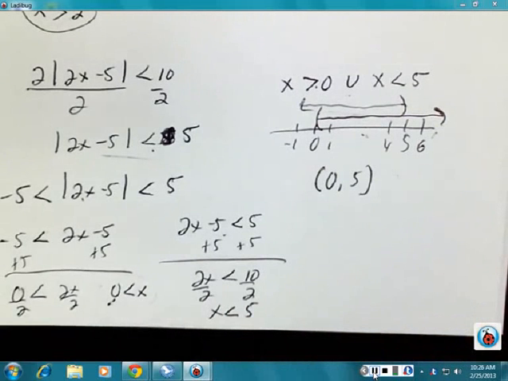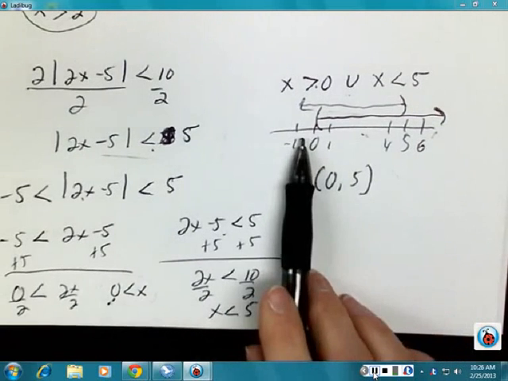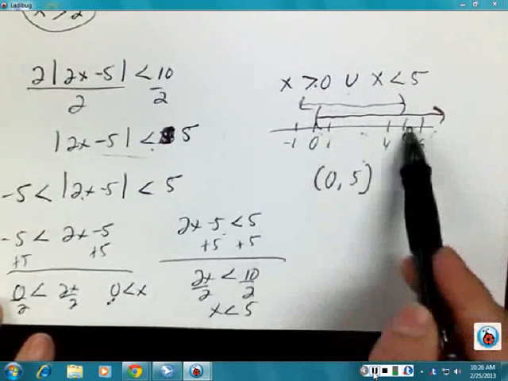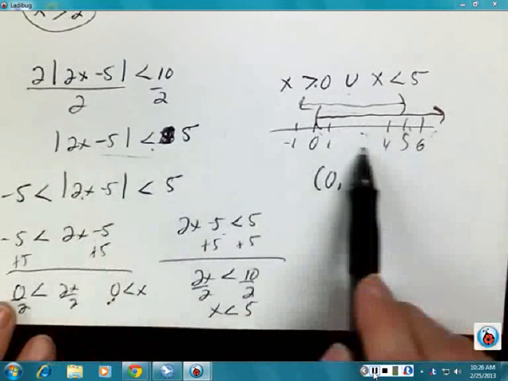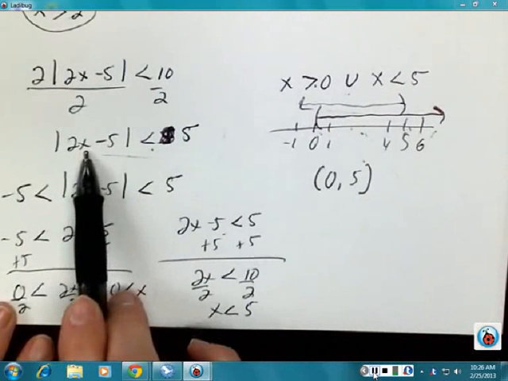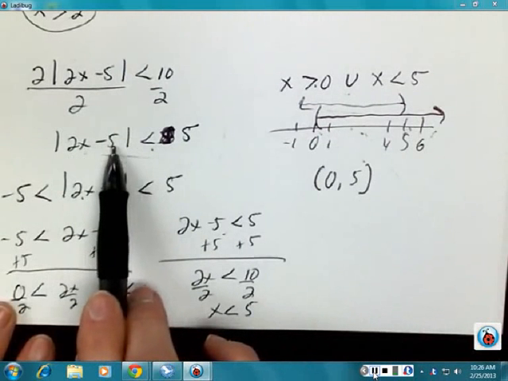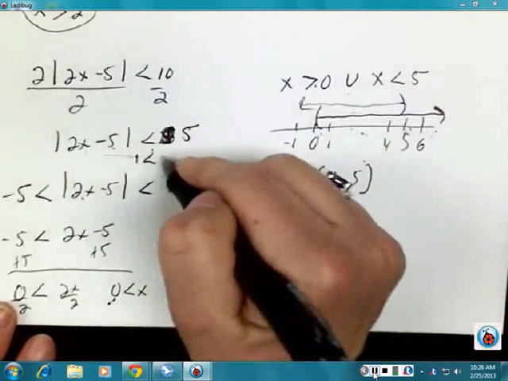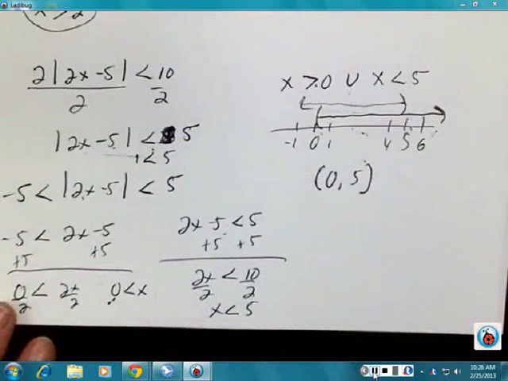I don't know, graphing is a little sketchy. Your graphing's a little sketchy on this piece? Yeah, because I thought you would just stop at 0 and 5. No, because what you're looking at is this whole piece. Whatever I pick in between 0 and 5 will make this a true statement. Because if I pick 2, plug 2 in here, 2 times 2 is 4. 4 minus 5 is a -1. The absolute value of a -1 is 1, and 1 for sure is less than 5. Okay?